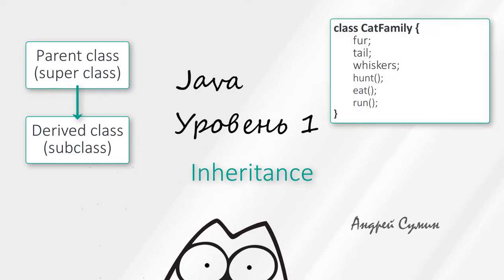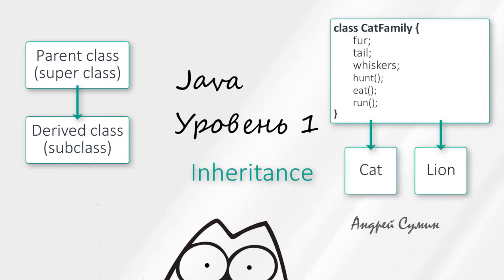Think of the cat family. All of its members have a lot of common features: fur, tail, whiskers, you name it. I am nothing of a biologist, but obviously, all Felidae look very similar to each other. They share common methods. All of them hunt, eat, and run. And still, a cat and a lion have a lot of differences.